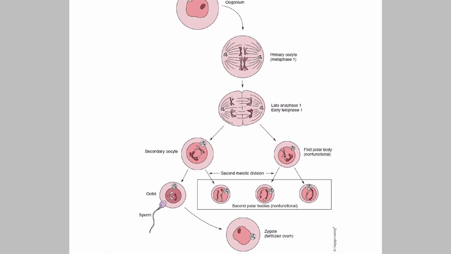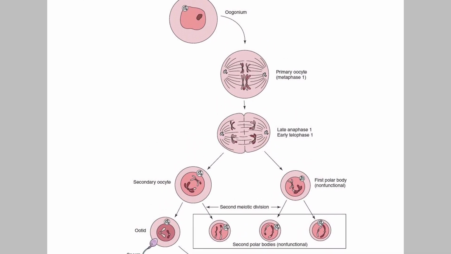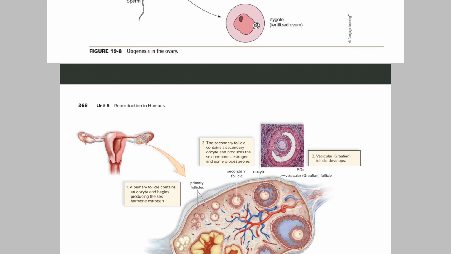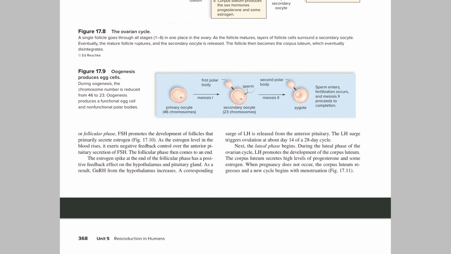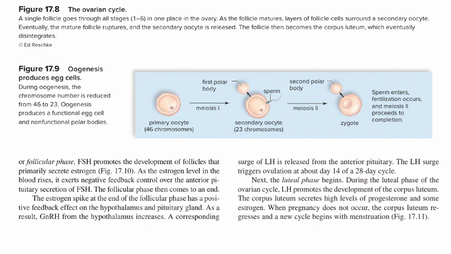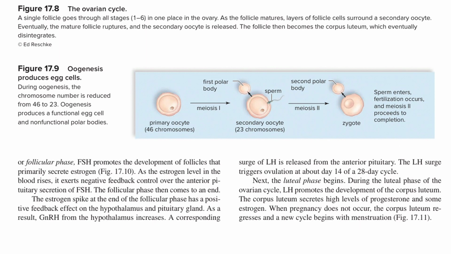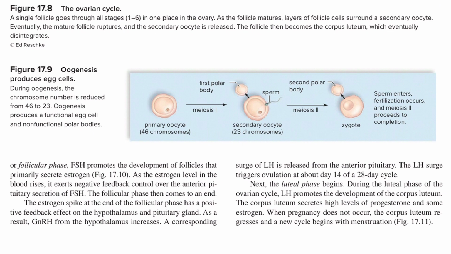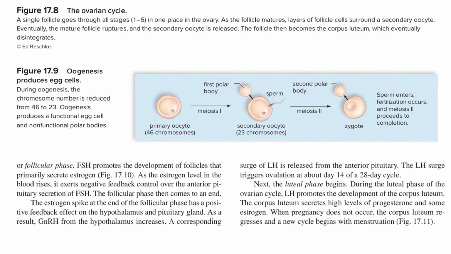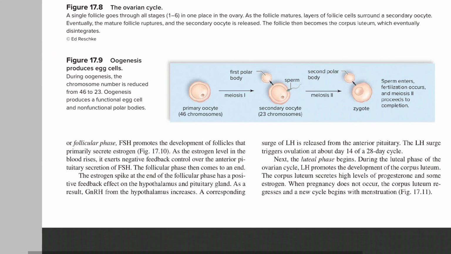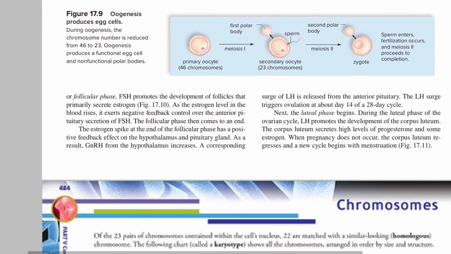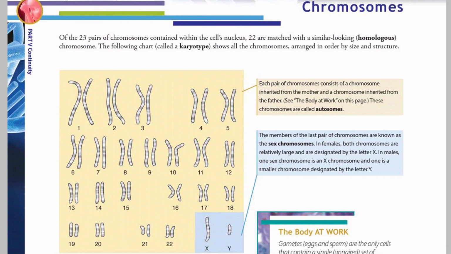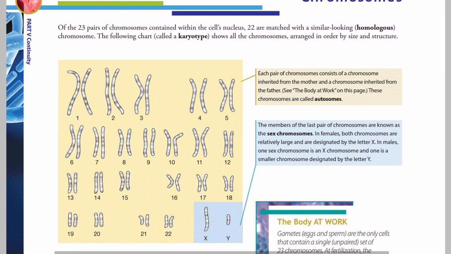Then this chart, and then this one, showing how the zygote is formed. In the process of oogenesis we have discussed all this, so I am not discussing it again. This is also important for you, you can go through all this information.